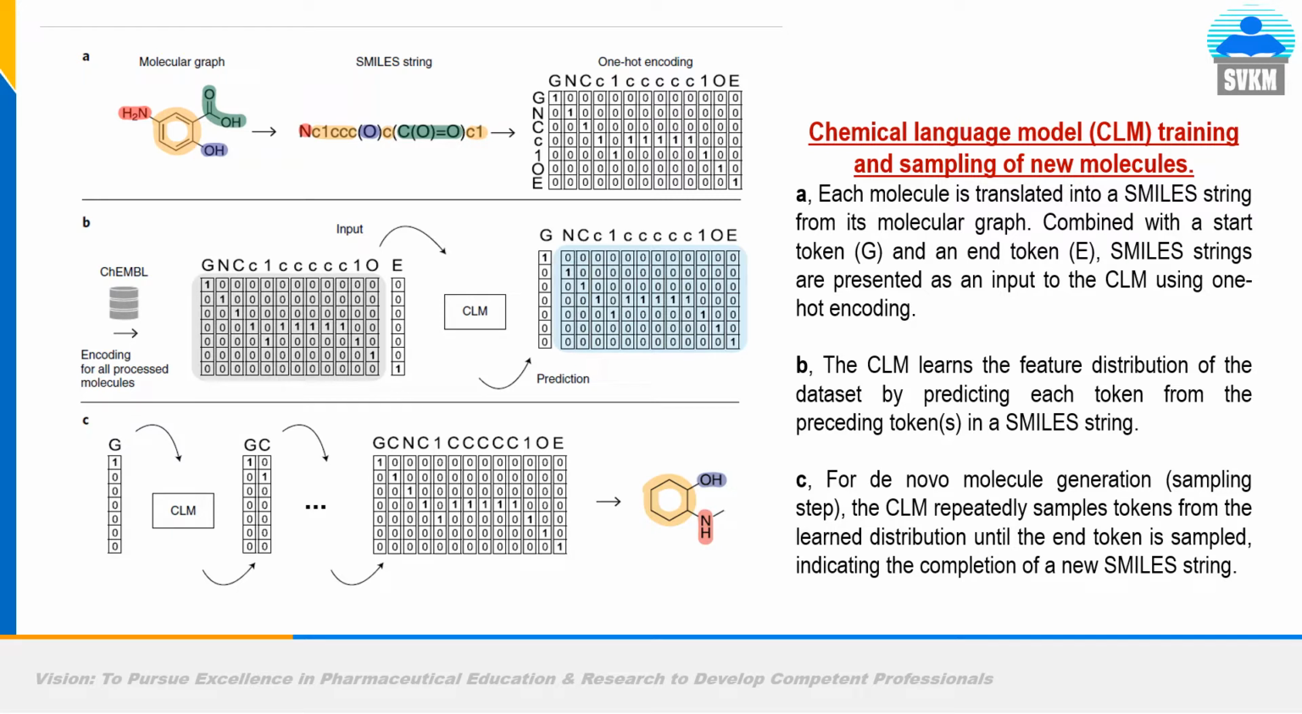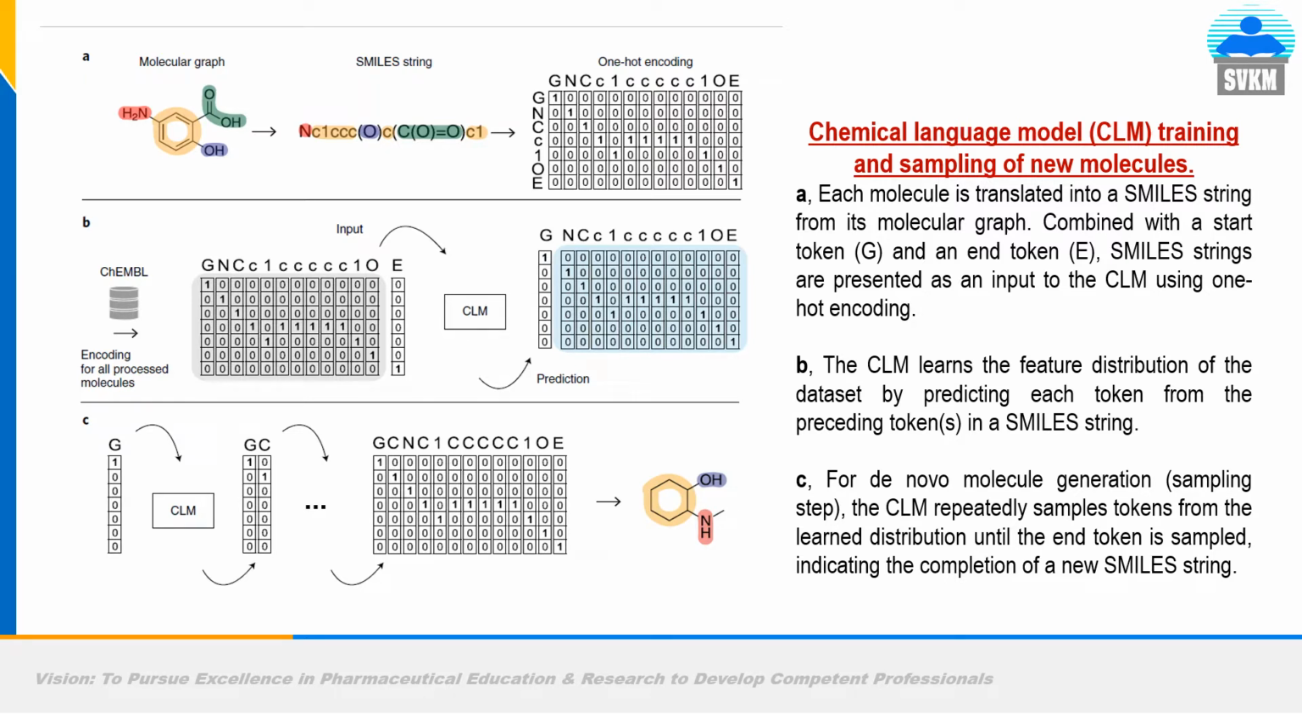We all know what a molecular graph is. We convert this molecular graph into a SMILES string. From the SMILES string you can go for one hot encoding. Each molecule is translated into a SMILES string from its molecular graph. Combined with a start token G and an end token E, SMILES strings are presented as an input to the CLM, that is chemical language model. Here training is like natural language processing, where we learn to frame sentences based on the neighborhood of the words or the individual letters.